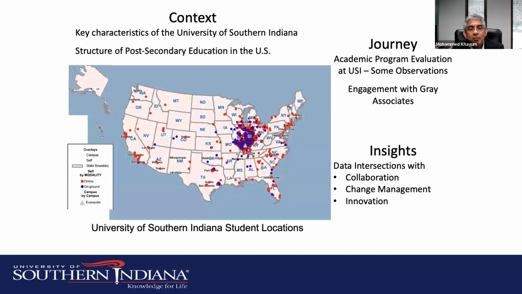This gives you a sense of our university. The red dots are online students and where they come from, and the heavy blue concentration is where we are, in the southern part of Indiana. You can see most of our on-ground students come from the neighboring states. You can turn to the next one.